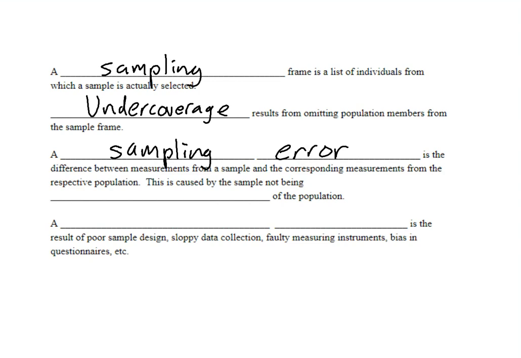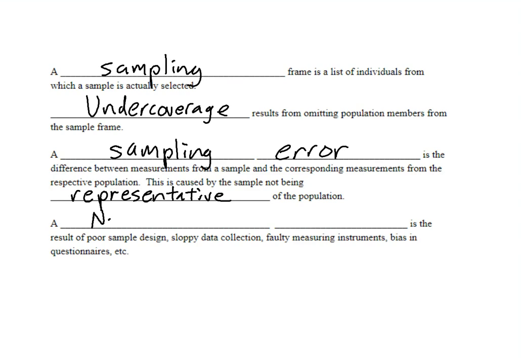A sampling error is the difference between measurements from a sample and the corresponding measurements from the respective population. This is caused by the sample not being representative of the population. So basically, you picked a bad sample. And how you do that, there are various ways which we'll discuss later, how you can make those sampling errors.